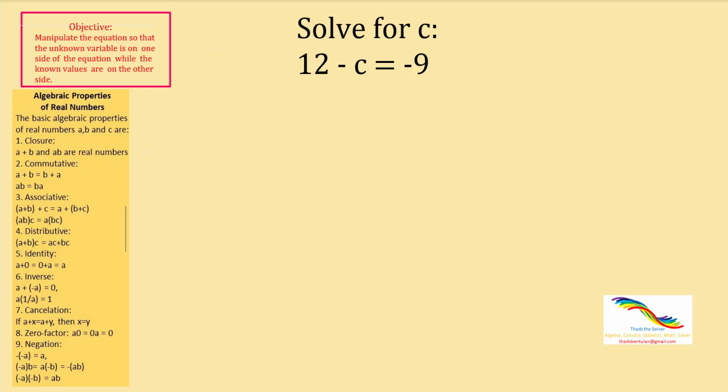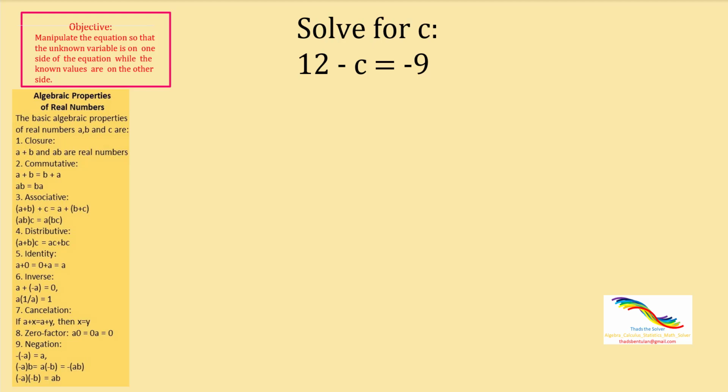We can solve this problem using our transposition shortcut method, or you can solve it using the standard method of adding and subtracting, or multiplying and dividing both sides of the equation, until you manipulate the equation so that the unknown variable is on one side, either the left hand side or the right hand side, while the known values are on the other. So let's try to solve it the standard way.